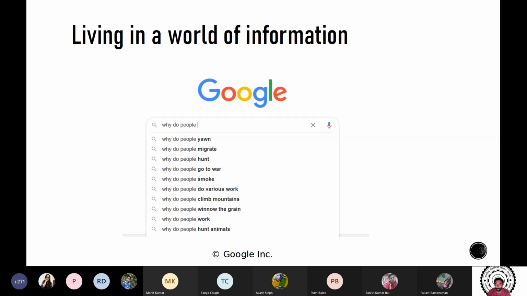Nobody says, why do people go to IIT? Very few people would ask that, and that too perhaps in India only. But why do people yawn seems to be a much more interesting question for people. Or migration, or smoking. And you see that almost all of these are actually behavioral aspects of human behavior, of humanity. So clearly, there is a lot of interest across the world in human behavior, and justifiably so, because we are interested to understand what we do. The issue is, how do you explain that behavior? And that is what I want to critically elaborate in today's class.